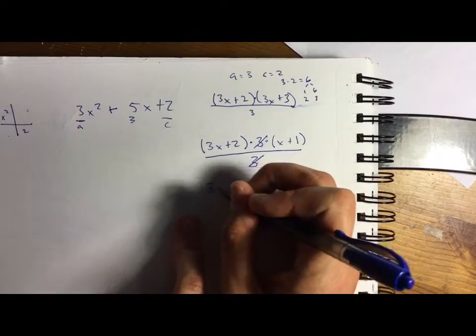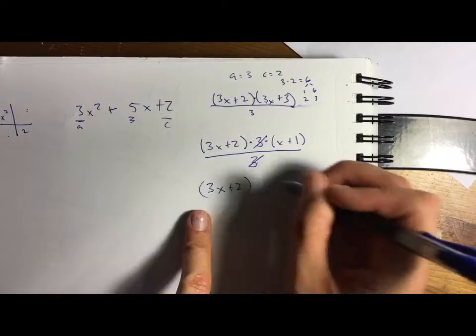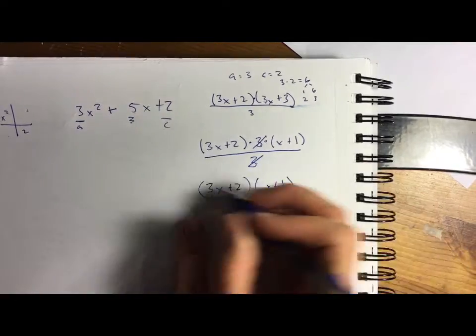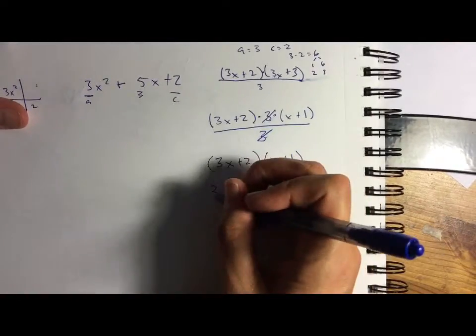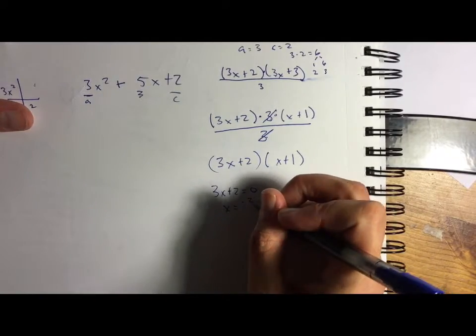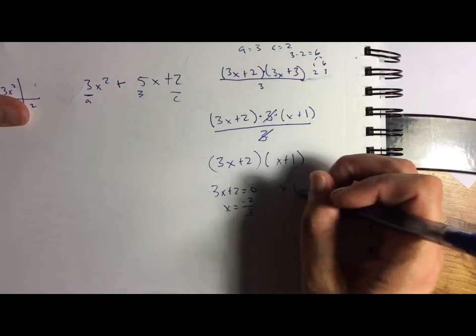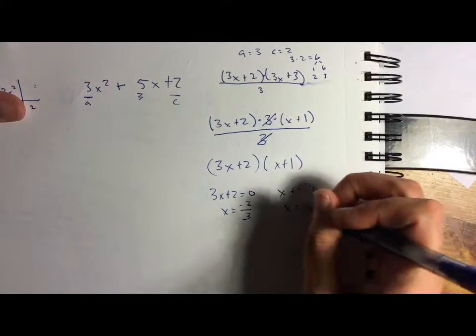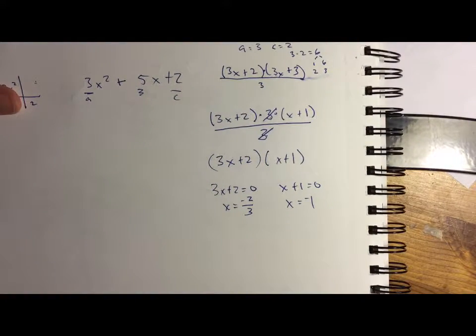And so then my factors become 3x plus 2 and x plus 1, and then just solve for 0. So 3x plus 2 equals 0, so x will be negative 2 over 3. And then x plus 1 equals 0, so x is negative 1. So let's do another.